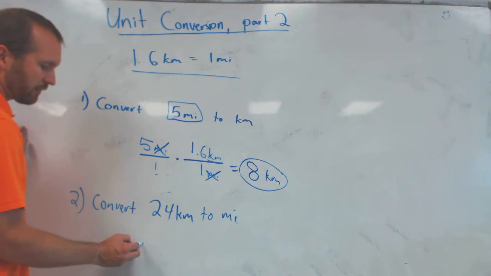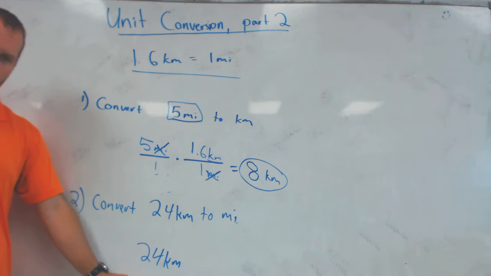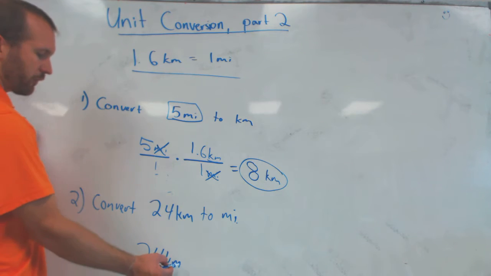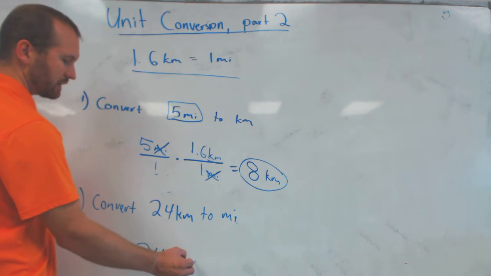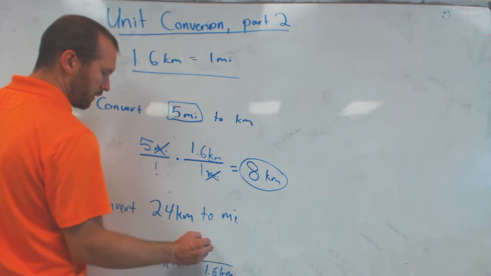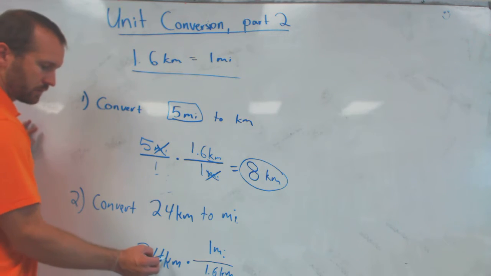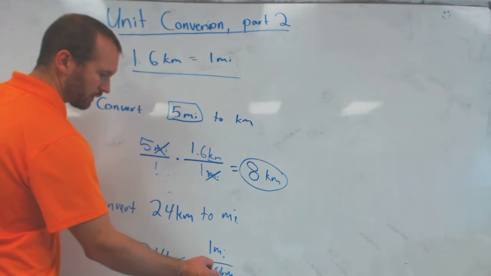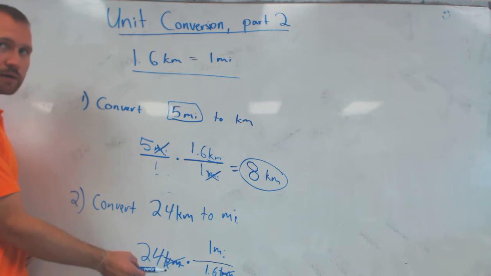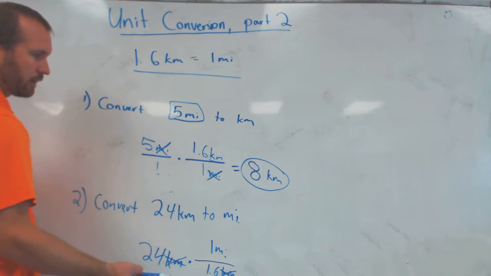So same thing. Start off by writing this number, 24 kilometers. I'm not going to write it over 1 this time. I want to show you kind of what it looks like if we don't do that. So 24 kilometers times, okay, this time I know that I want kilometers in the bottom. So I'm going to say 1 mile over 1.6 kilometers. The kilometers will still cancel because this is still technically a numerator. And then I have 24 divided by 1.6.